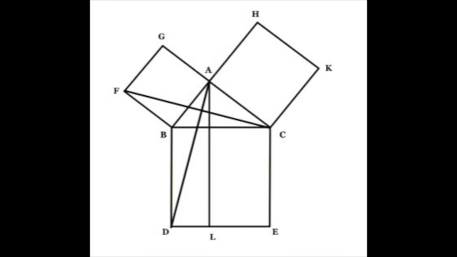The rectangle CL is likewise seen equal to the square on the long leg by drawing in the segments AE and BK. This completes Euclid's proof.